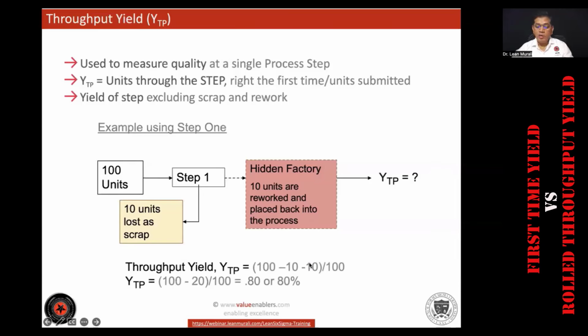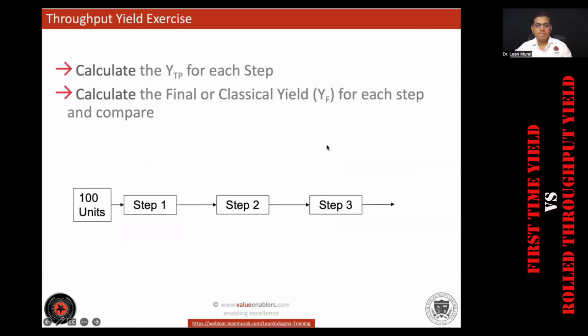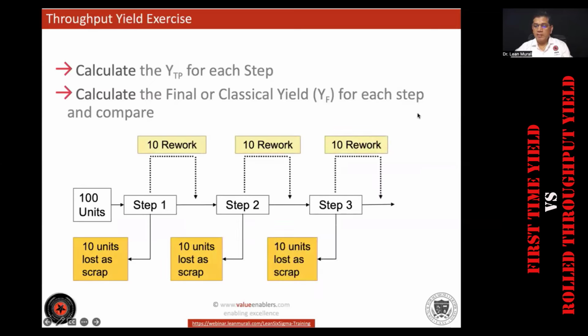It is important to understand that this is calculated for each step. So here is a throughput exercise that I will give you. Okay, calculate the final yield of each step in this example. We will take the same example where in step 1, 10 were lost as scrap and 10 are rework. Step 2 also same, step 3 also same. We will calculate the final yield at each step and the throughput yield at each step.